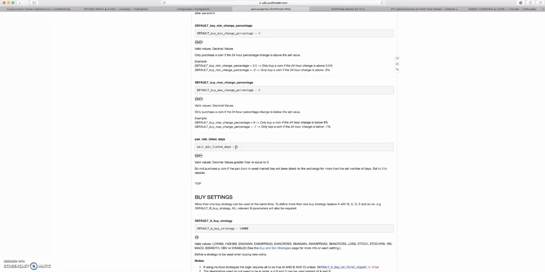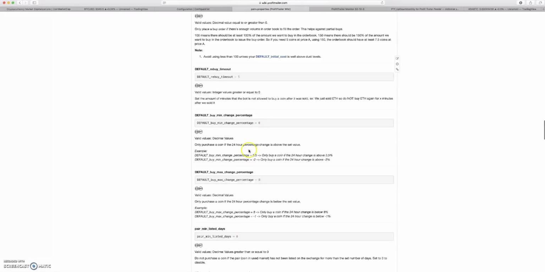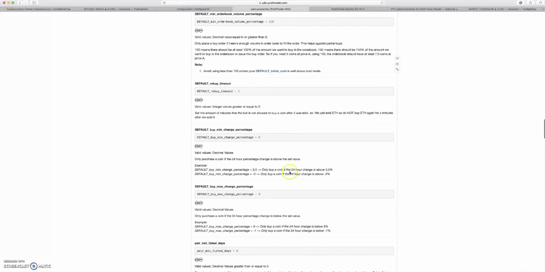This is just saying do not purchase a coin if the coin used market has not been listed on the exchange for more than the set number of days. You can set this to 0 to disable it. So this is cool. If a coin just gets put on an exchange, sometimes it'll pump really hard and then dump really hard. So this is kind of another way that you can get around that. And these are the main strategies that I would be using if you don't have Feeder. It just kind of gives you a little bit of an edge.